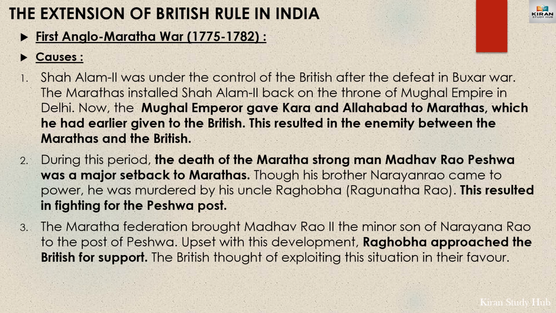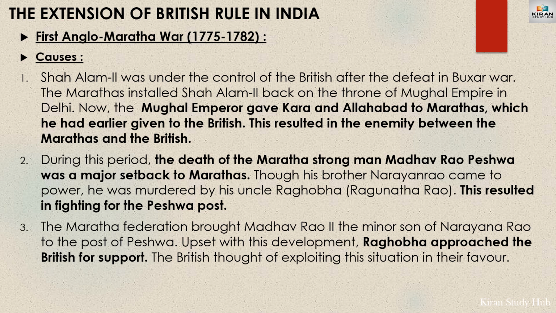The causes for the First Anglo-Maratha War are: after the Battle of Buxar in the year 1764, Shah Alam II was controlled by the British, but the Marathas gave complete support and help to Shah Alam II, who was a Mughal emperor, and the Marathas installed Shah Alam II as the Mughal emperor in Delhi. Because of this, Mughal Emperor Shah Alam II gave Kara and Allahabad to the Marathas. Because of this, an enmity started between the Marathas and the British. This is the first cause.